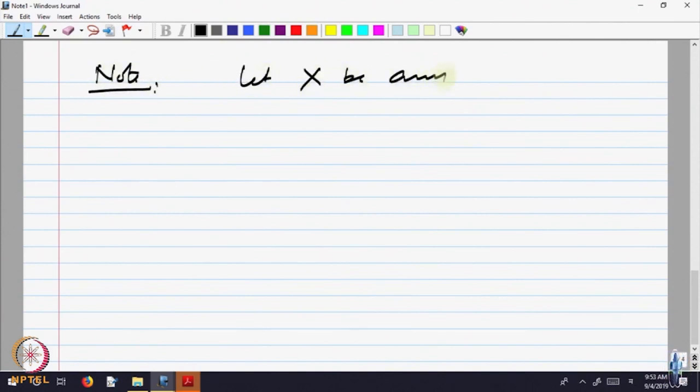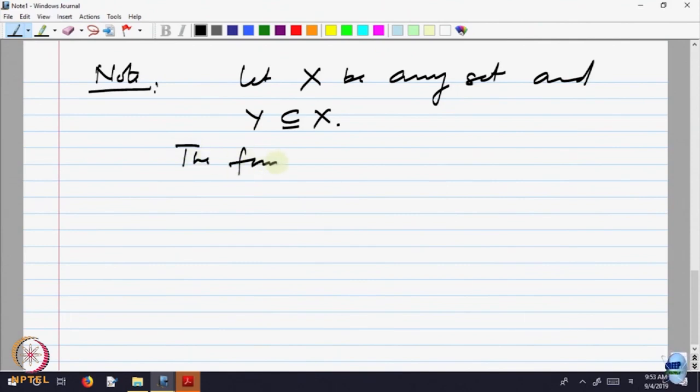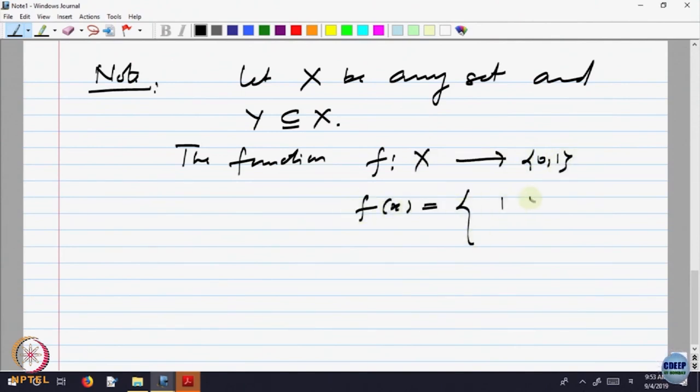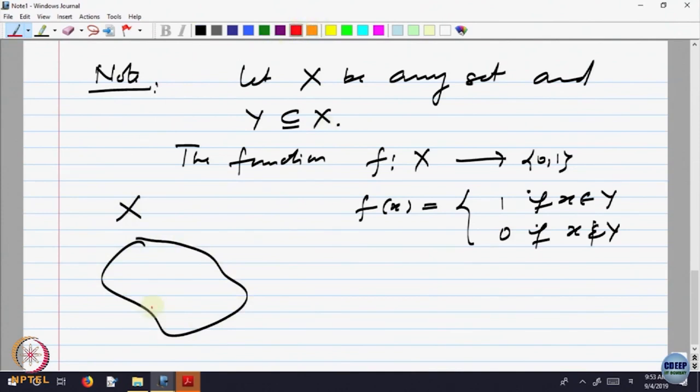Let X be any set, and let Y be a subset of X. If I define a function f on X into 0, 1, like we defined earlier, with f of x equal to 1 if x belongs to Y, and 0 if x does not belong to Y. This is the kind of example that we had in our proof for the set U. So, what is this function doing? On any set X, look at a subset Y of it. This function is defined on the whole space X. This is Y complement.